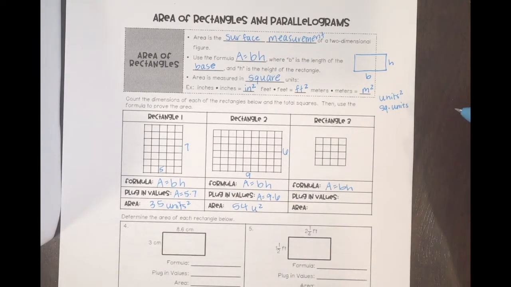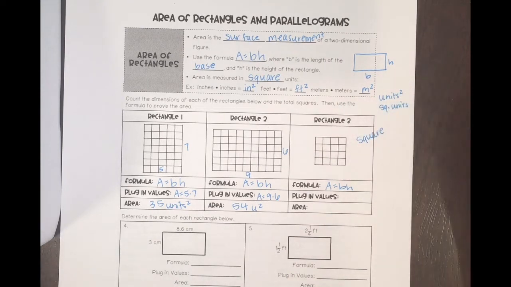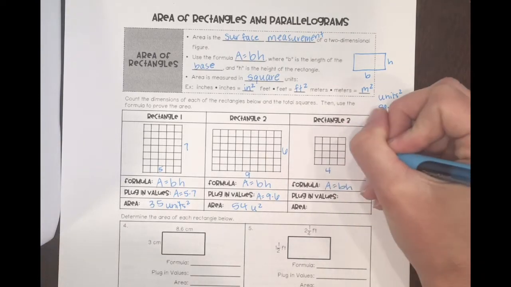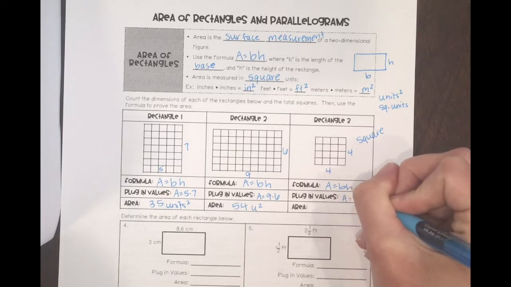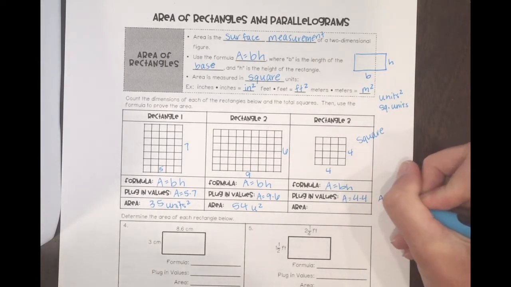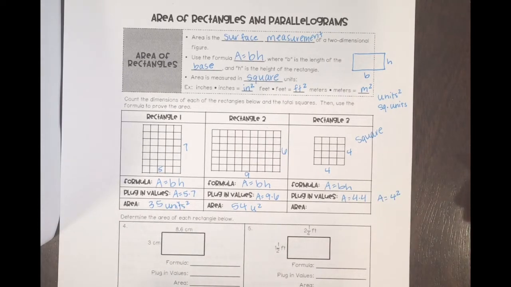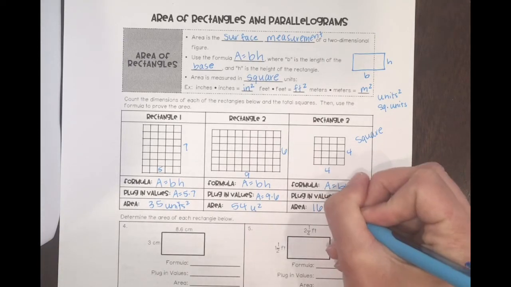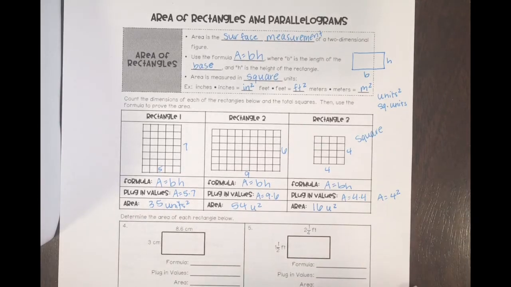And then rectangle 3 is actually a square. A square is a special type of rectangle. It has equal sides, so the base and height are actually both 4 on this one. So area would be 4 times 4, and then sometimes for a square, they will say the area is the side squared. So you could also write area equals 4 squared. And then 4 times 4, or 4 squared, would give us 16 square units.